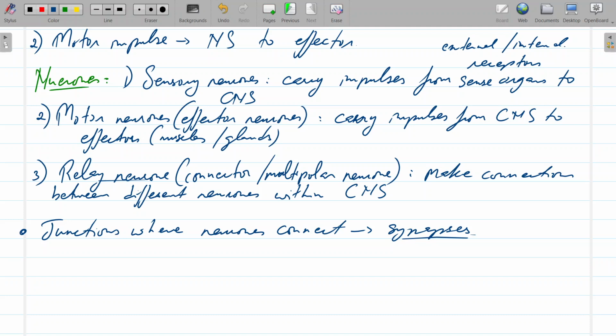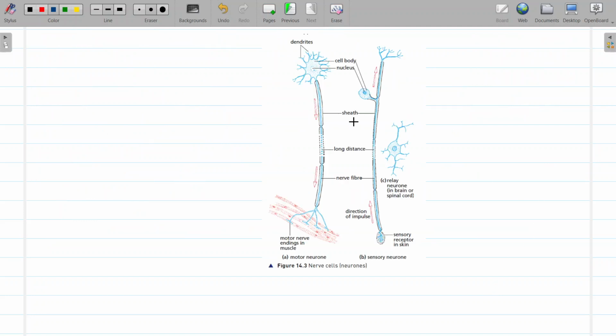So, what is the structure of the neurons? They have a general structure and then they've got particular structures depending on what types we're talking about. So, go to a new page and I'll put this in here.